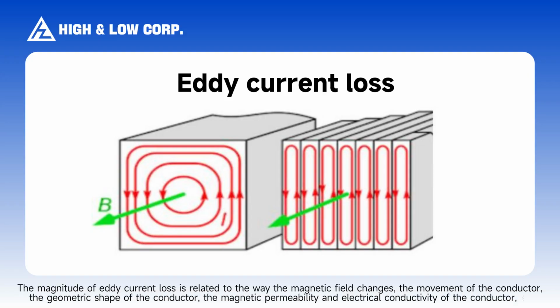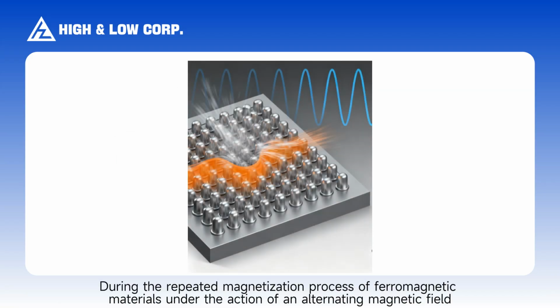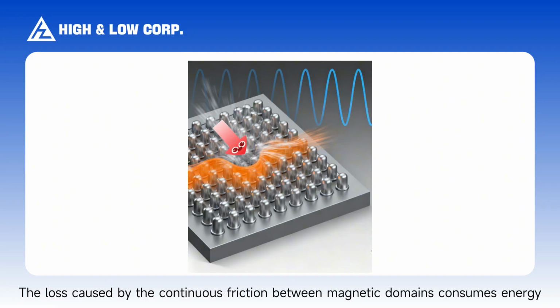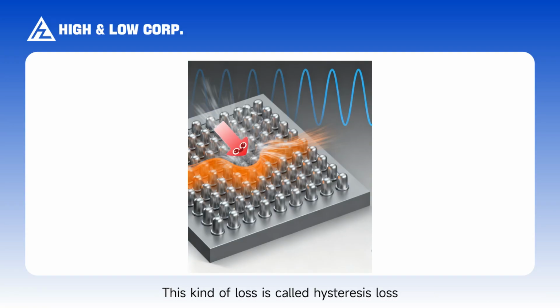The magnitude of eddy current loss is related to the way the magnetic field changes, the movement of the conductor, the geometric shape of the conductor, the magnetic permeability, and the electrical conductivity of the conductor, etc. During the repeated magnetization process of ferromagnetic materials under the action of an alternating magnetic field, the loss caused by the continuous friction between magnetic domains consumes energy. This kind of loss is called hysteresis loss.